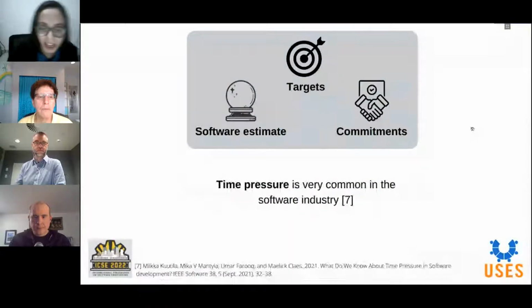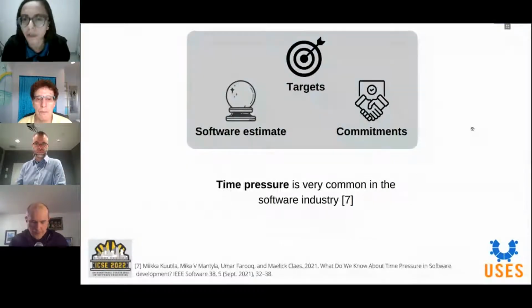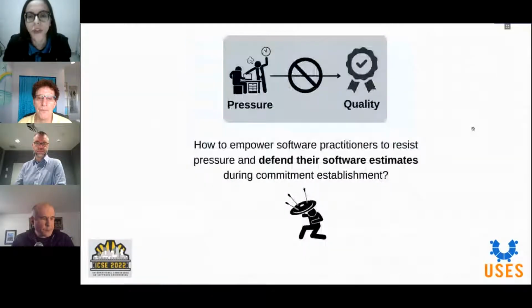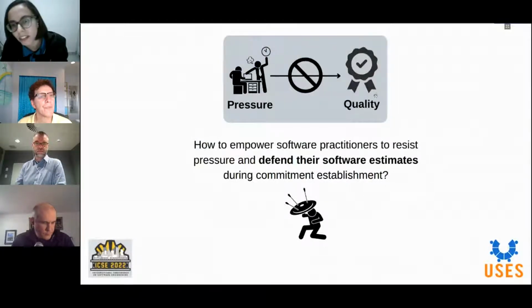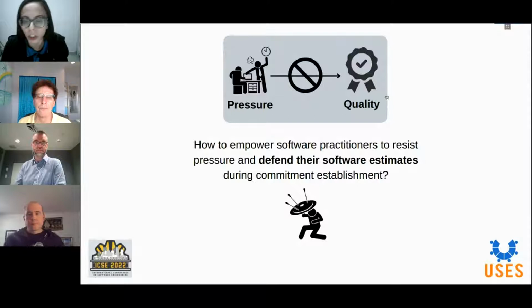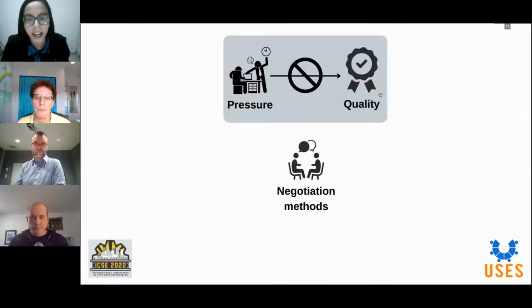We also see that time pressure is very common in the software industry, and time pressure is all about unrealistic commitments. Also, we have industrial surveys connecting tight deadlines, again, unrealistic commitments, to technical debt. So in summary, we can see that the pressure over estimates negatively impacts the quality of our products. So we asked ourselves, how to empower software practitioners to resist pressure and defend their software estimates? And we resorted to negotiation methods to try to answer that.